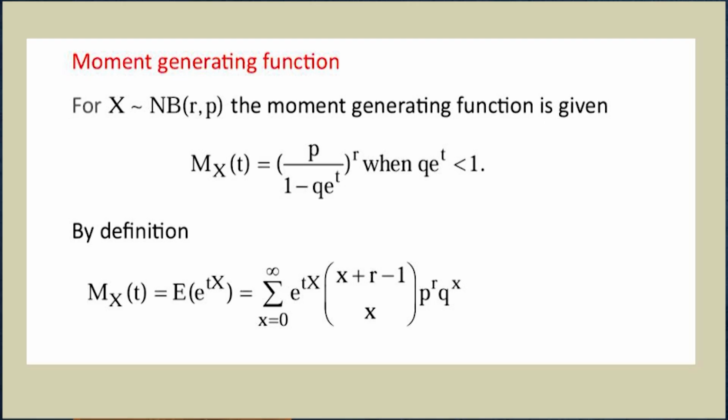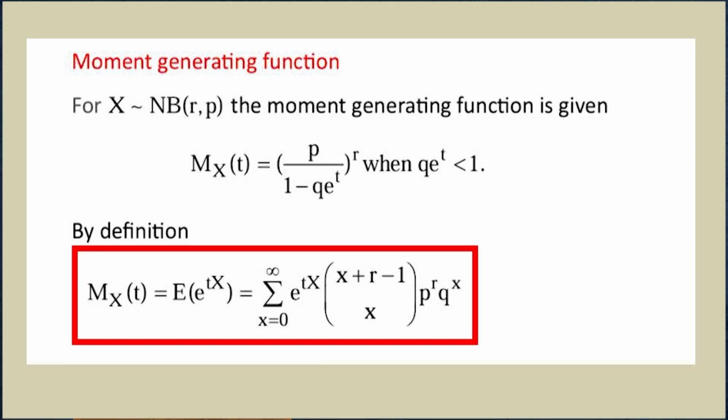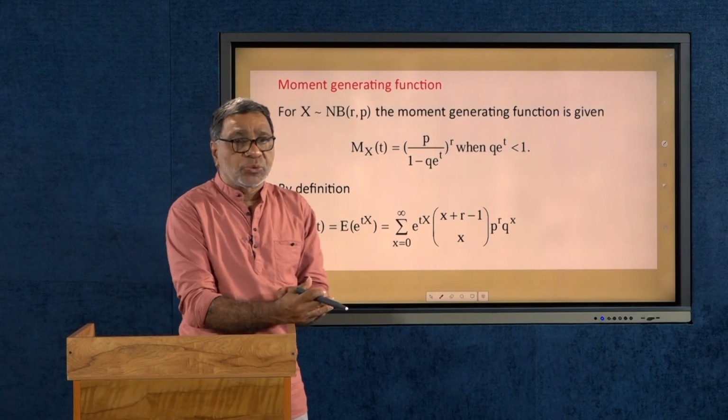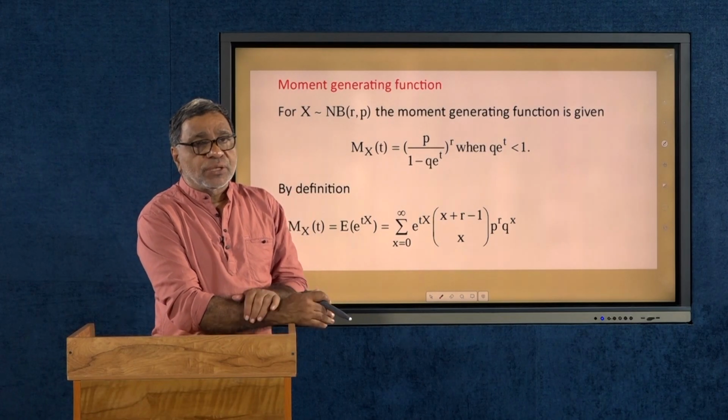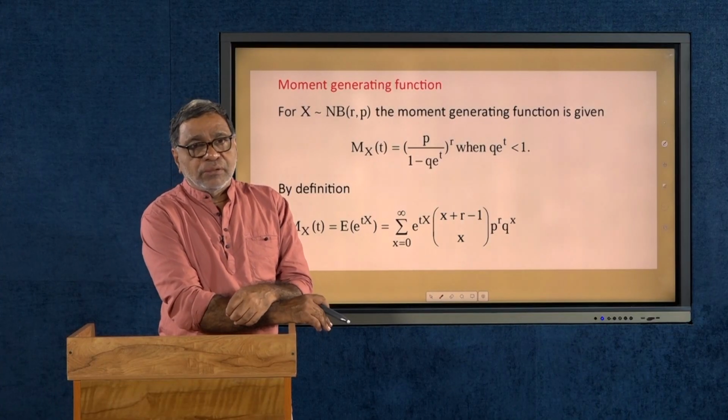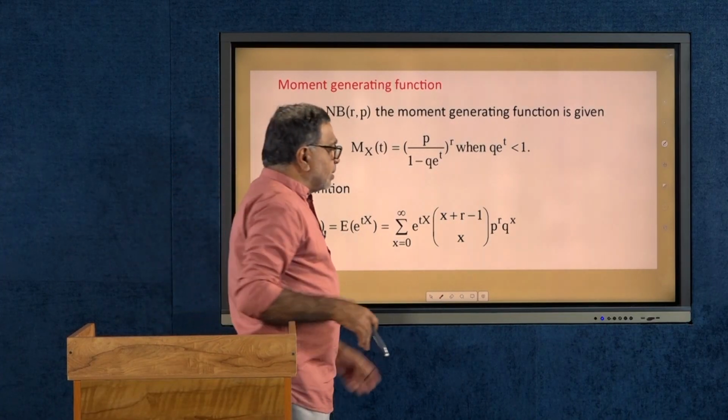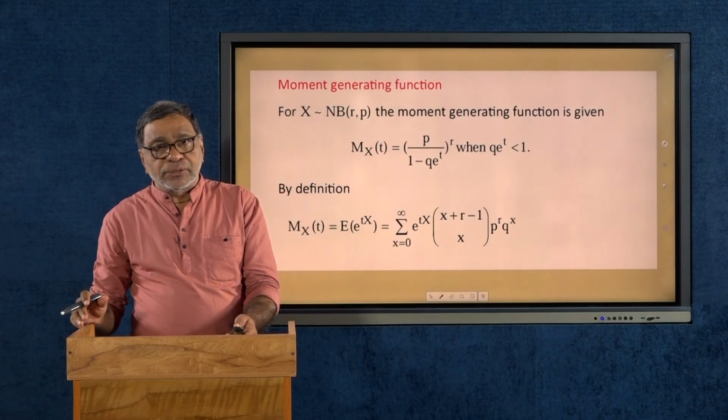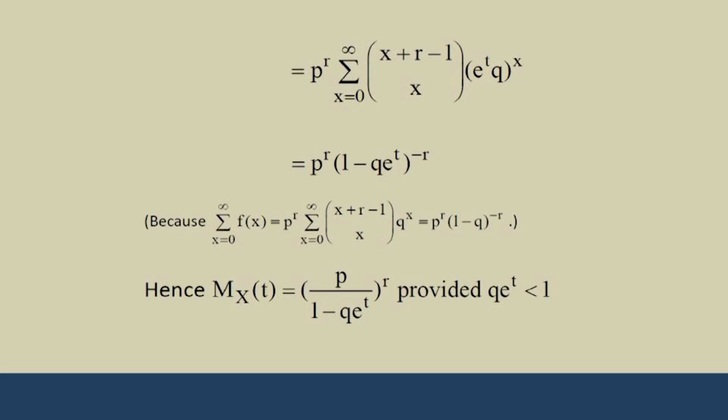And we know the definition of the moment generating function. The moment generating function M x of t is equal to the expectation of e power t x, and that is the summation over x of e power t x times (x plus r minus 1) c x p power r q power x, by substituting the probability mass function value of the negative binomial random variable. Okay. Then, as in the previous case, here also we are combining the factors, that is p power r is taken outside, and (x plus r minus 1) c x (e power t q) power x remains, and that is p power r.